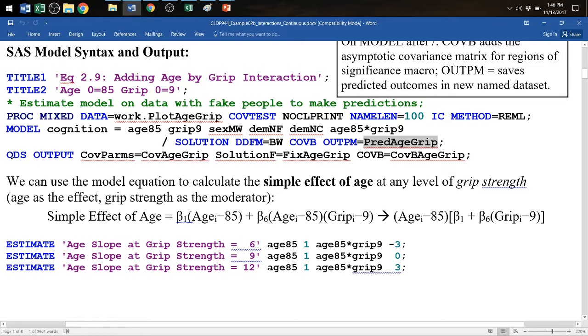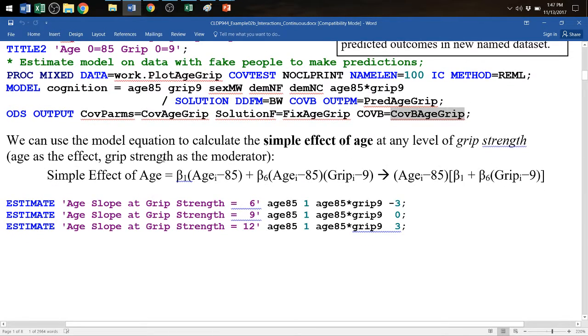Last but not least, ODS output is saving pieces of output as SAS data sets so that I can run my macros to do math on them. COVPARMS is saving the model for the variance parameters. In this case, it's just residual variance. SolutionF is saving the fixed effects. And COVB is saving that new COVB table that we need to do regions of significance. Okay, with me so far? All right.